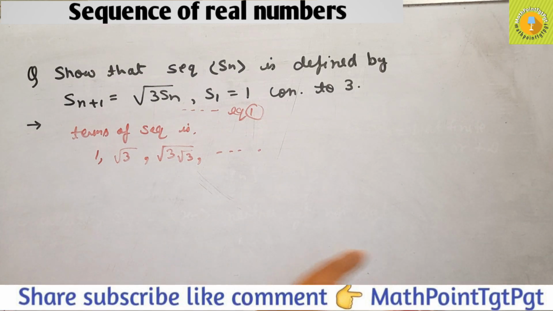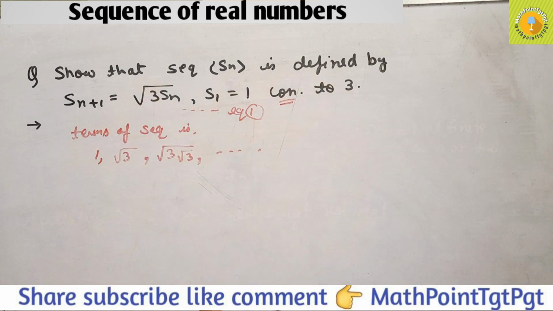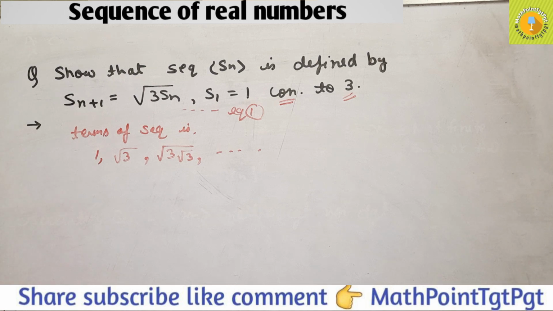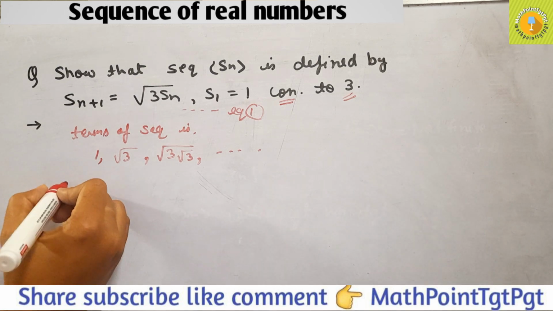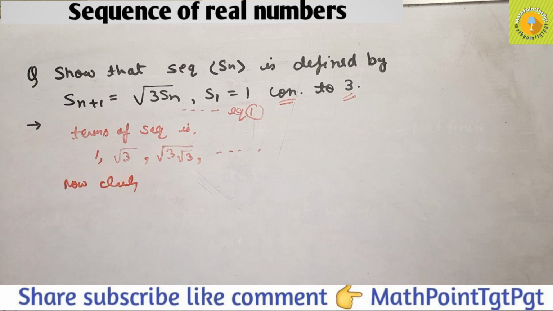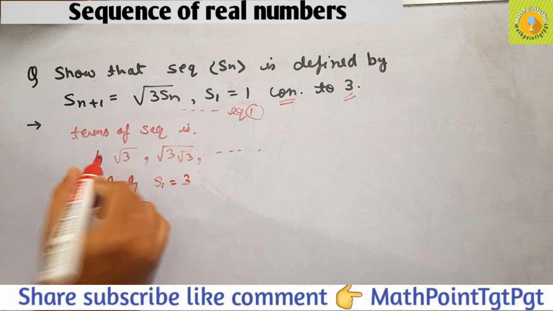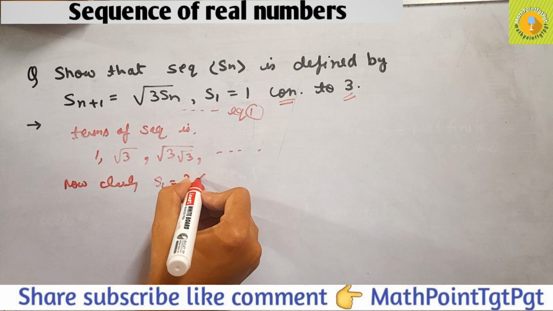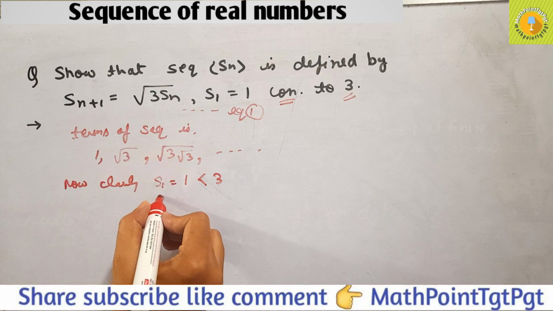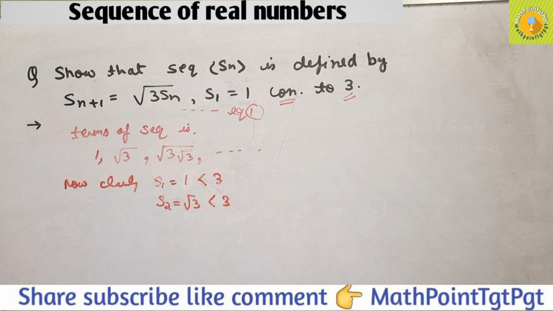Firstly, we have to prove that this sequence converges, and after this we have to prove that the limit of this sequence is 3. Clearly s1 is 1, the first term is 1, and it is less than 3. Similarly s2 is root 3, also less than 3.